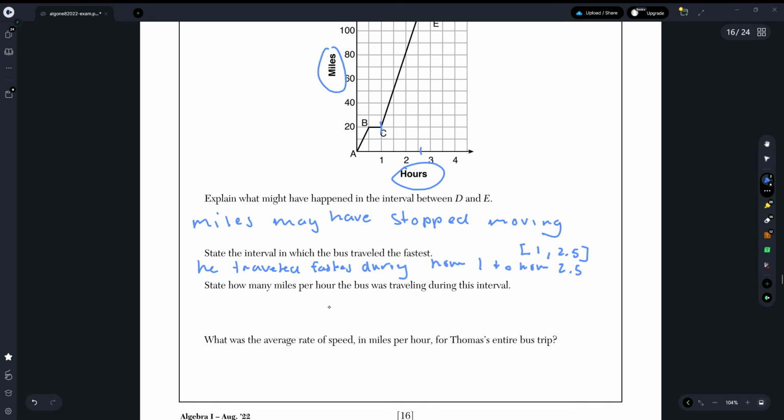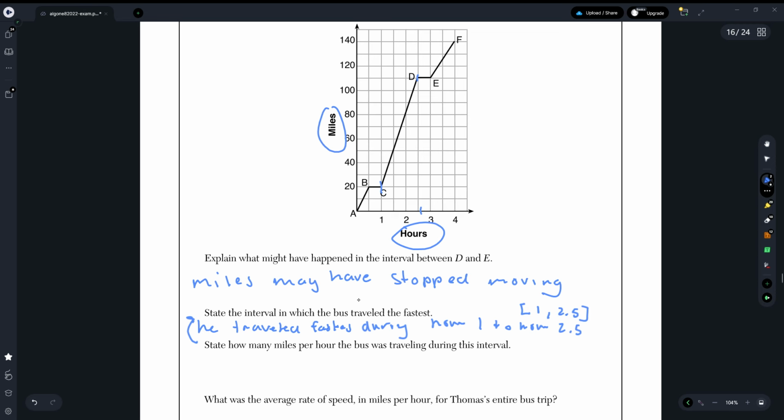Well, this is relating back to this problem, right? So now I'm going to have to actually calculate the slope. So how many miles per hour? That's miles over hour. I've said this 1,000 times. That's just speed. So I'm going to go calculate that.